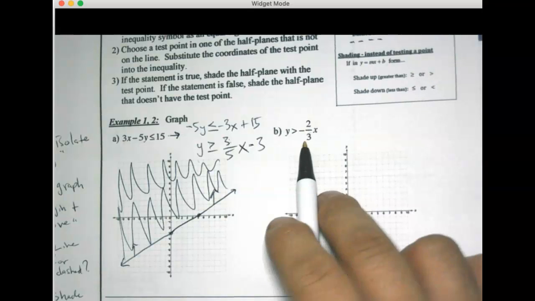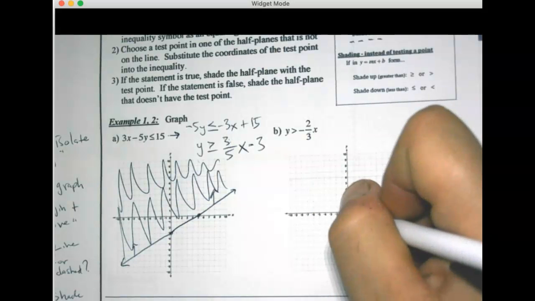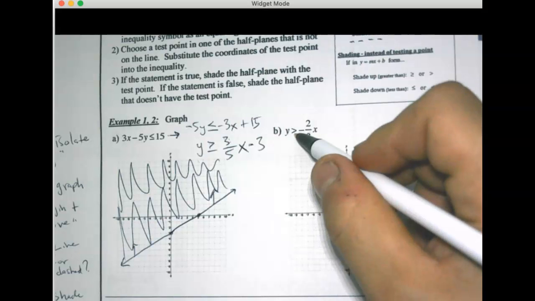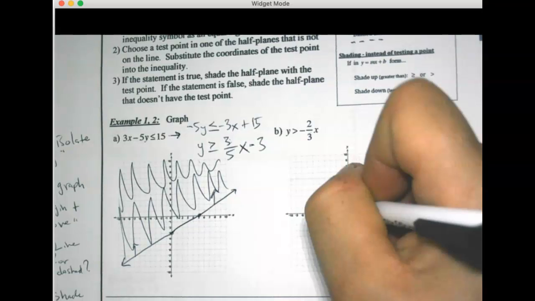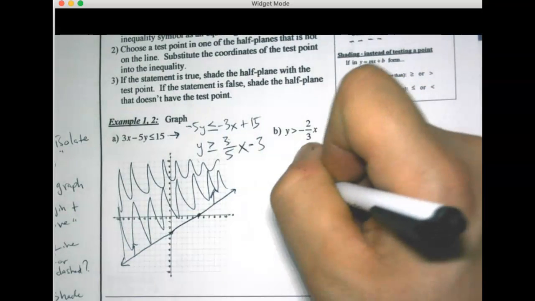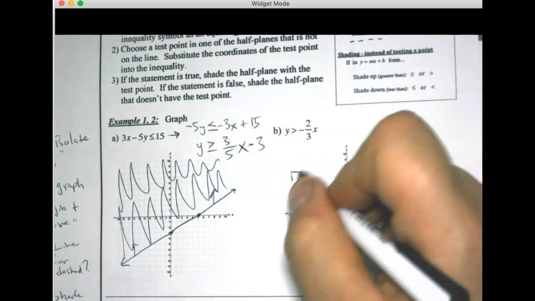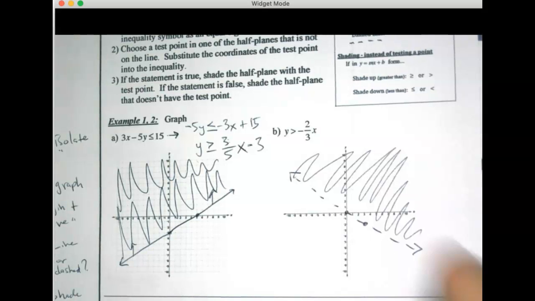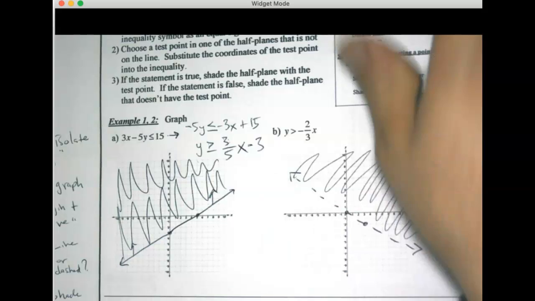This one right here, begin 0, slopes -2/3, that's down 2, right 3. This line just says greater than, so that means broken line or dashed line. It is greater than, so I'm still shading above. Okay, so that's it for that. Remember, we're shading where all the solutions to these inequalities would lie.